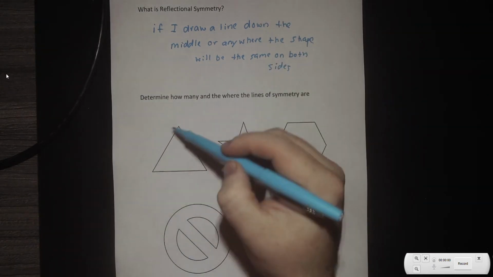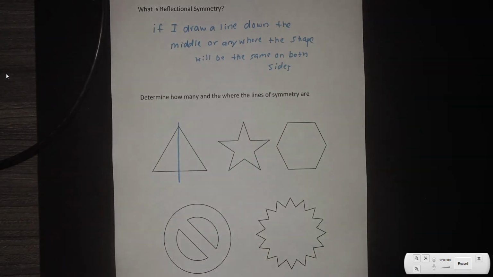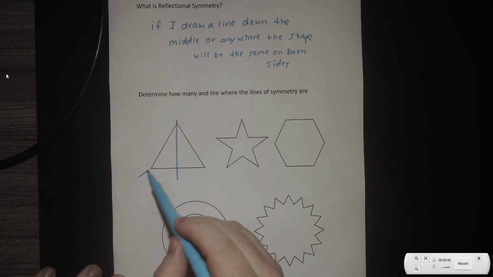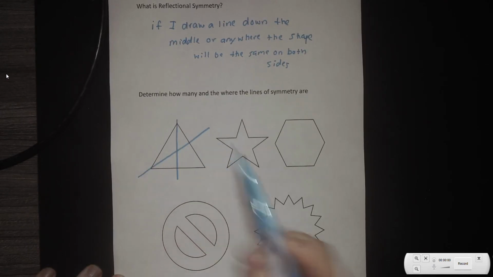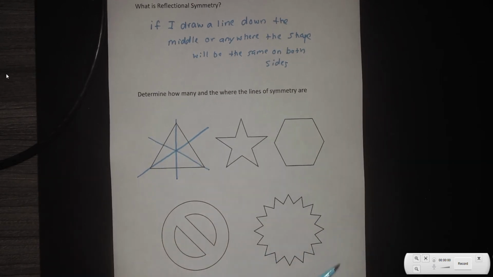Well, I can draw a line down the middle of this triangle here, and that's called a line of symmetry because it's going to fold over onto itself. Now, I can also draw a line here, and I can draw a line through here. Each one would act as a line of symmetry because each time they're going to fold over on themselves.